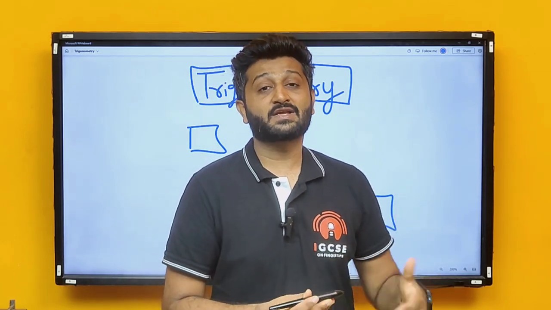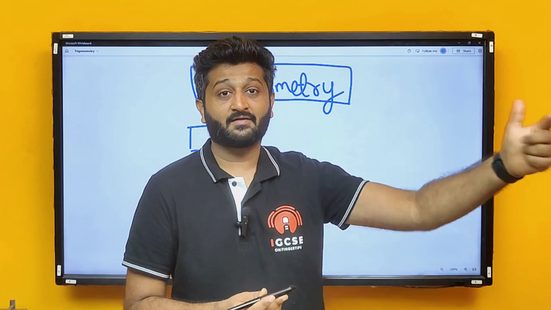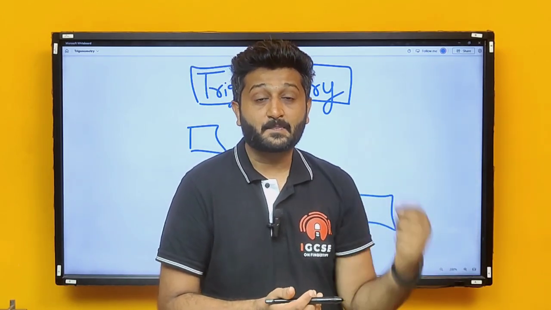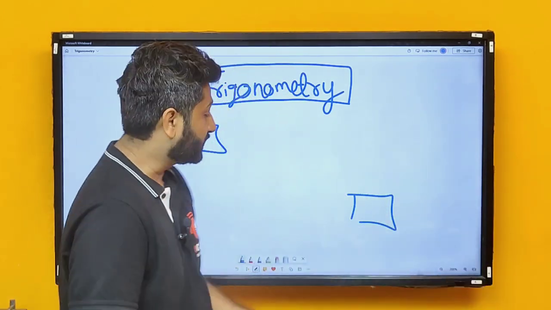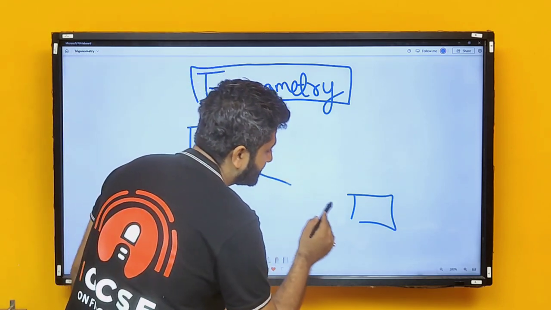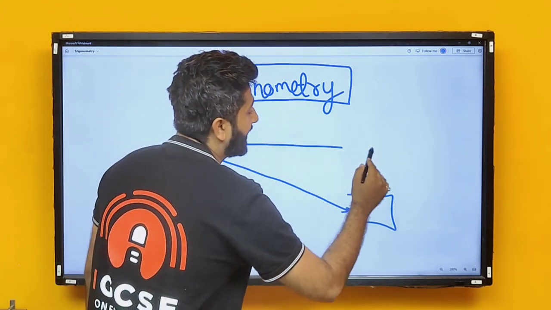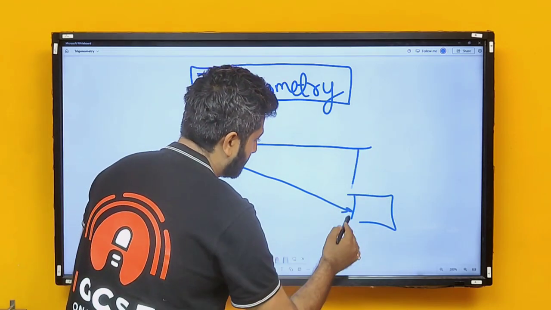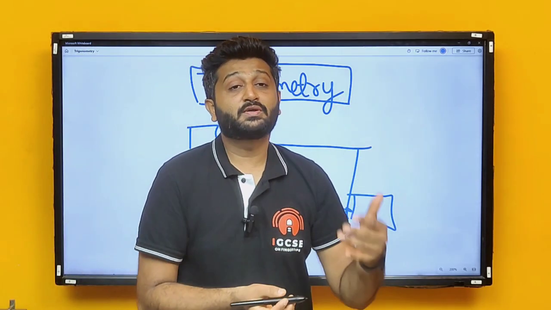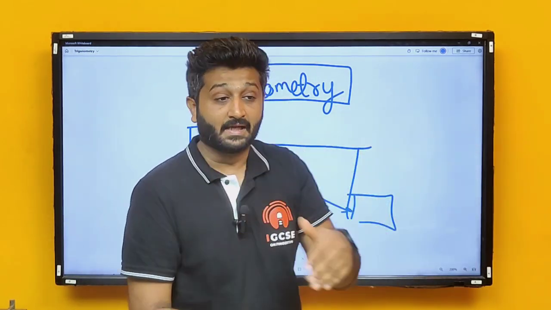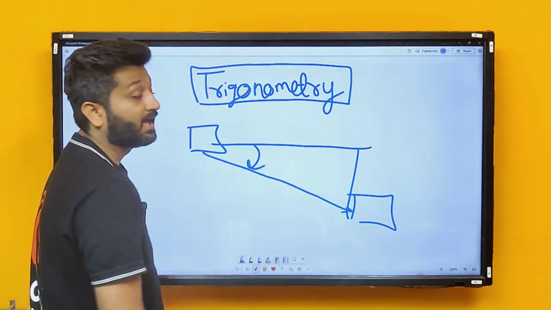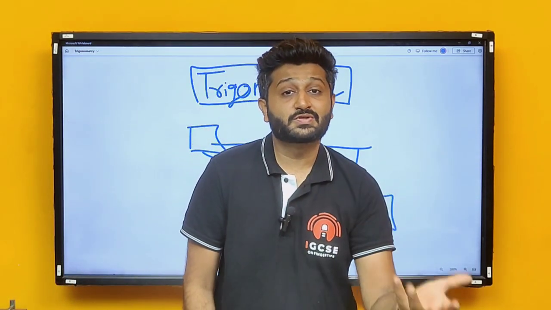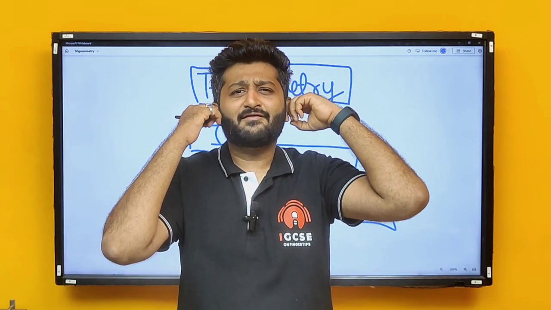So what the pilot has to do, while flying the plane, is hit the missile. For that, he needs to know this distance. He needs to know at what altitude he is traveling. And he is supposed to shoot the missile at a particular angle. This is kind of the angle. So this is how trigonometry is used here. Trigonometry is used in various cases.